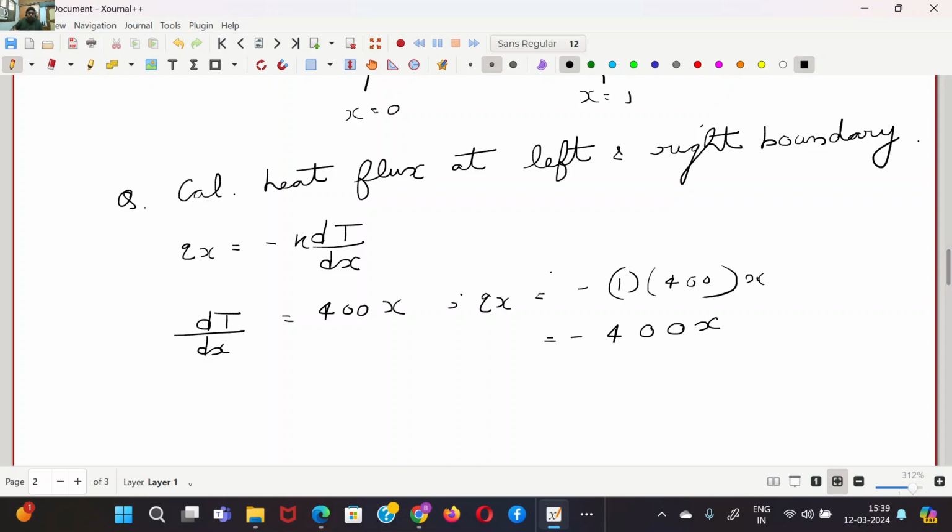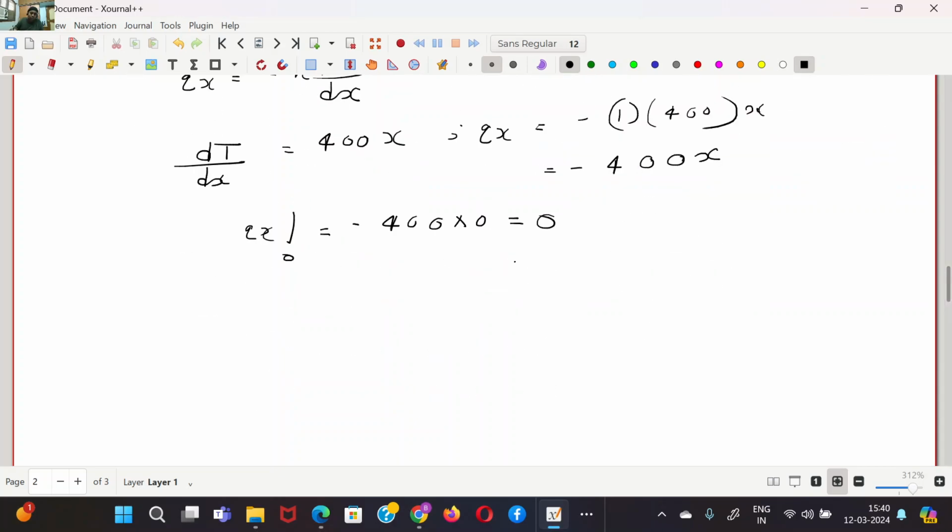So at the left face, what is it? qx at x equal to 0 is minus 400 into 0, which is equal to 0, right? Just plugging in the value. qx at x equal to 1 is equal to minus 400 into 1, or minus 400. So that's the solution for this.